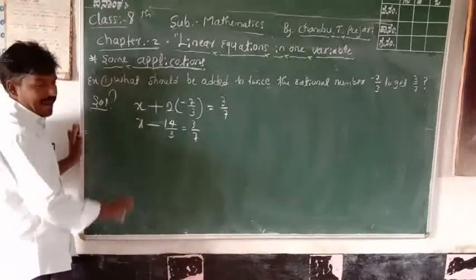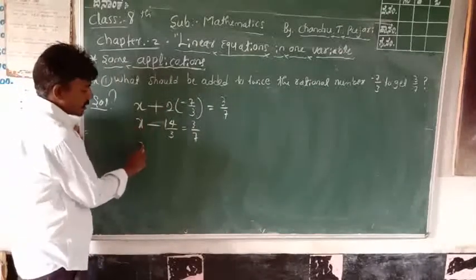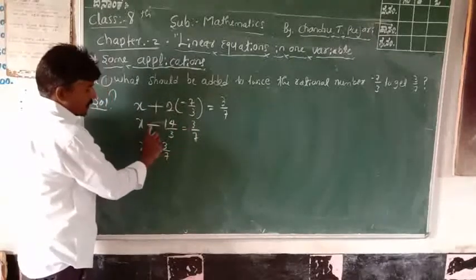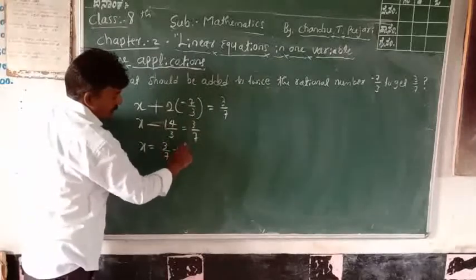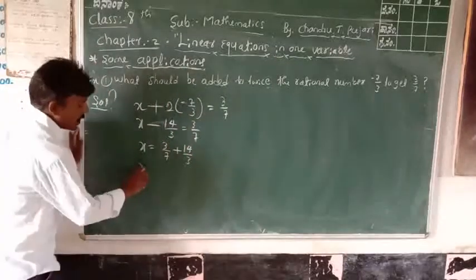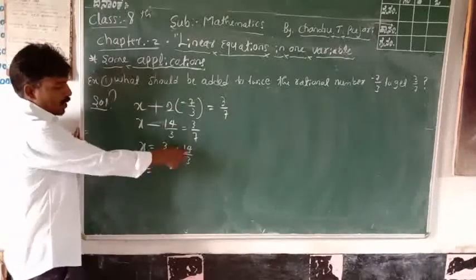Next, we want the x number, the number that should be added. Therefore, x is equal to 3 by 7 as it is. This minus goes to this side as plus. Therefore, 14 by 3. Therefore, the x value is equal to 3 by 7 plus 14 by 3.